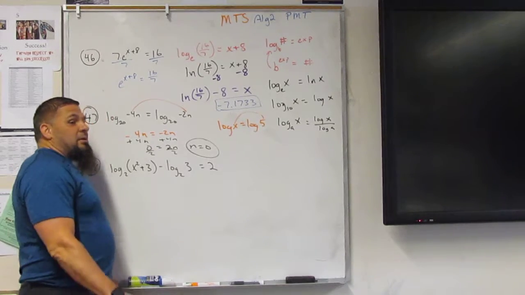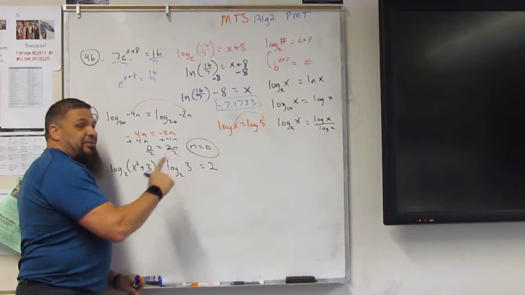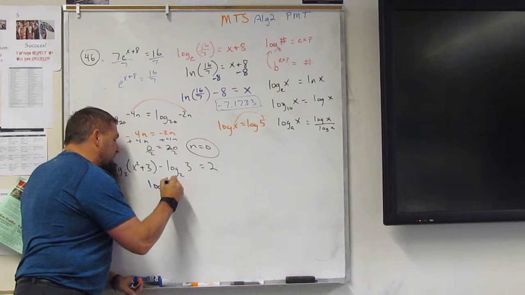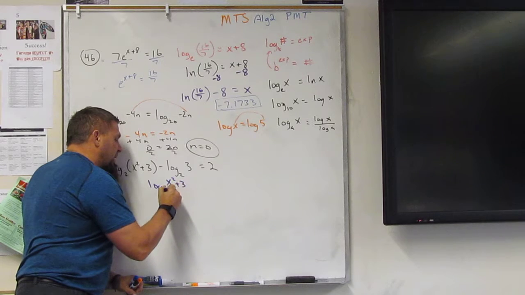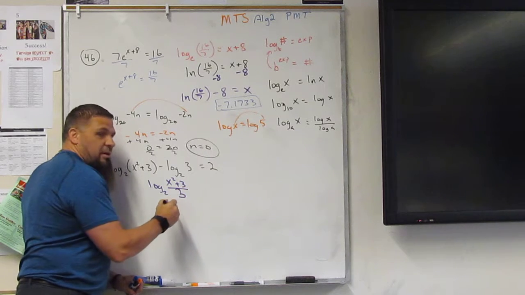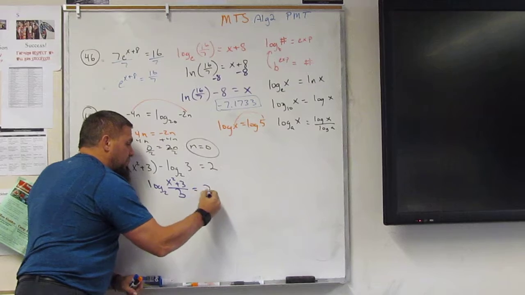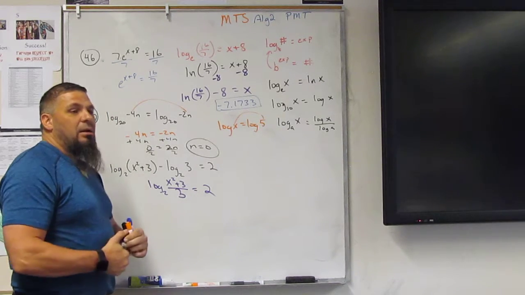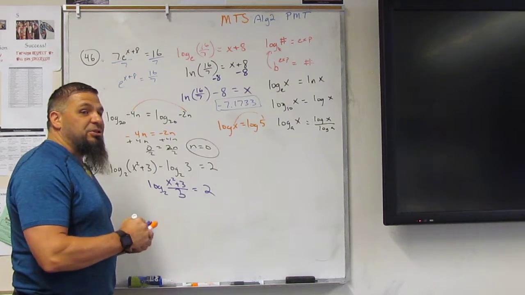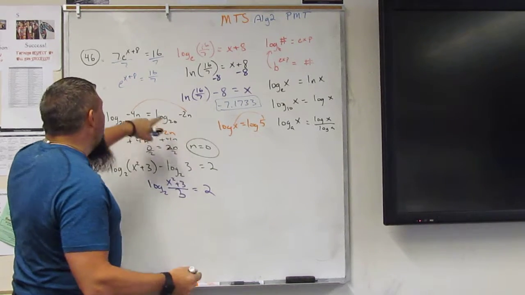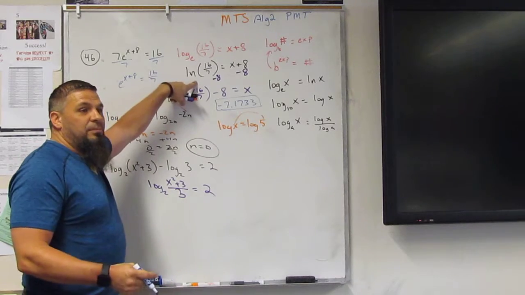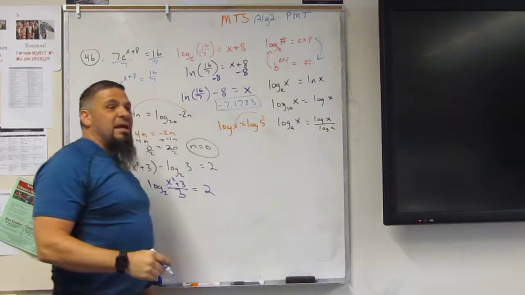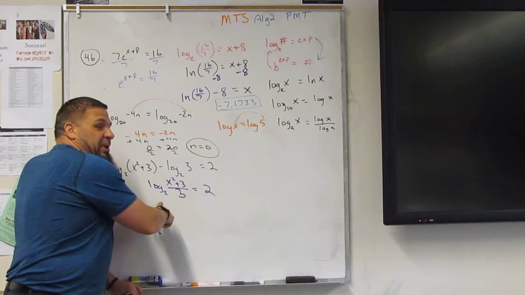Okay, so this is divide. Okay? So it's log base 2 of x squared plus 3 over 3 equals 2. Right? Now we can change this into exponential form. Now we go the opposite way. Remember how here we went to the log form? Now we're going to go from log to exponents. Okay? So what's the base?